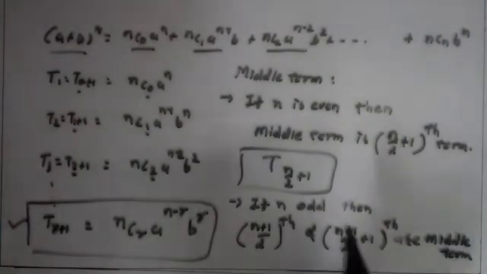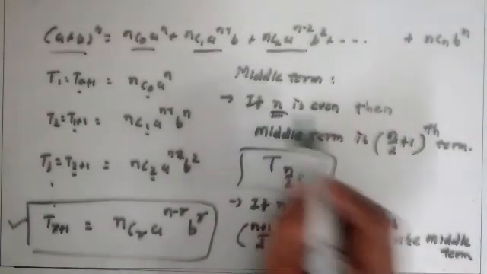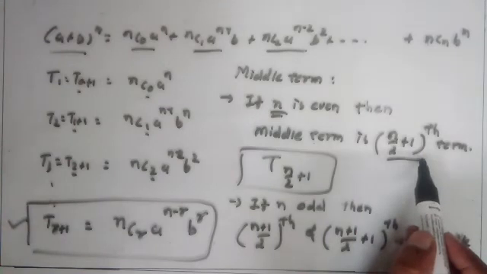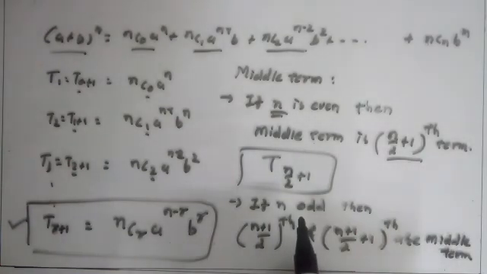So remember this: if n is even, then the (n/2 + 1)th term becomes the middle term. If n is odd, then there are two middle terms, the ((n+1)/2)th and the ((n+1)/2 + 1)th terms become the middle terms. Clear?